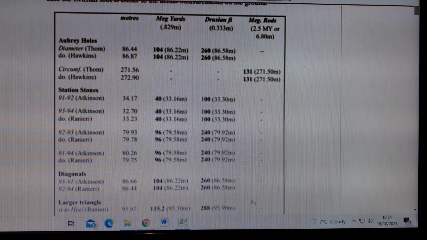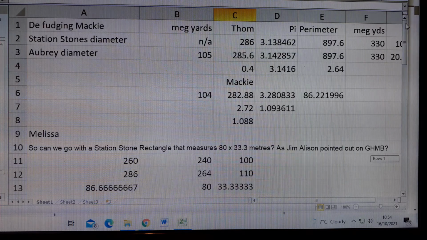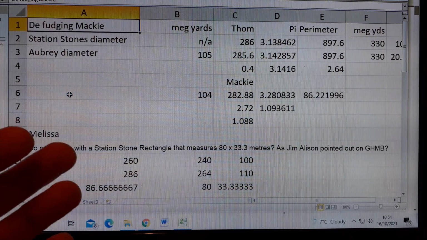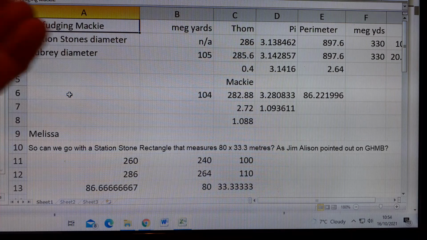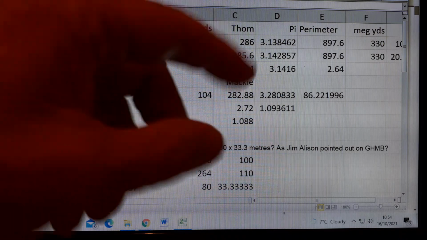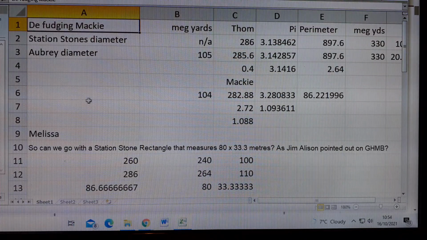And now I'm going to show you how it's working at Stonehenge. And it's so complicated, it's fall off your chair complicated. And I've called it defudging Mackie. Now, I'm not criticising Mackie because he's done this very sincerely and genuinely. And sometimes when you write these things down, people read it and they think, oh, he's just having a right go at Mackie. He's got no right to do that. But I'm not. Because the whole idea of what Mackie's done is spot on.